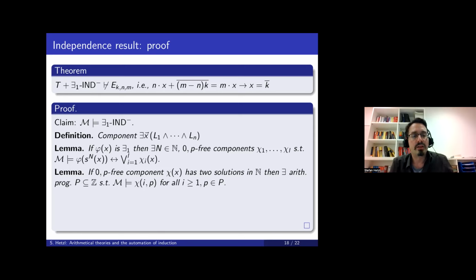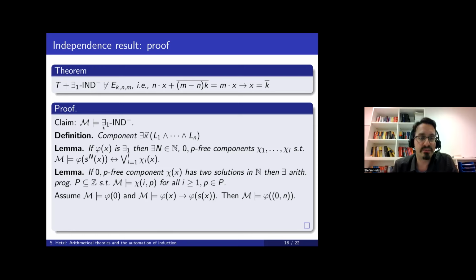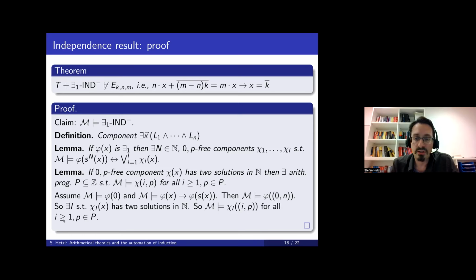Okay, so now we can prove this result by combining these two lemmas. How do we show that the induction axiom is satisfied? Well, we assume base and step. Then we get phi on all the standard numbers. Now this phi is a finite disjunction of components. It's true on all the standard numbers, so there must be one component that has infinitely many solutions in N, so in particular it has two solutions. We look at this component and see that, by the second lemma, it is true on an entire arithmetic progression for all the copies of the integers.